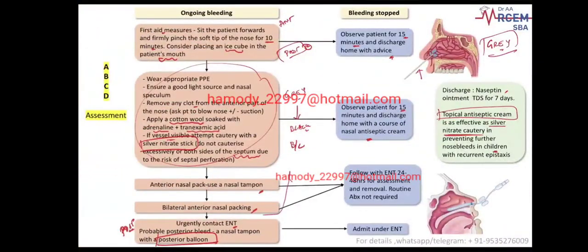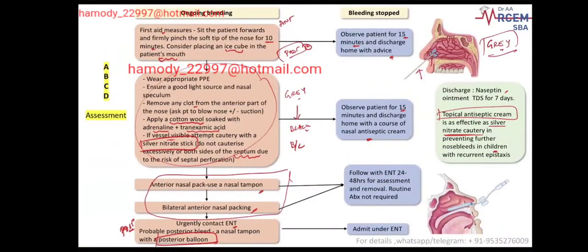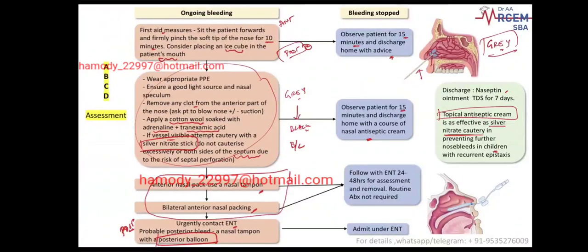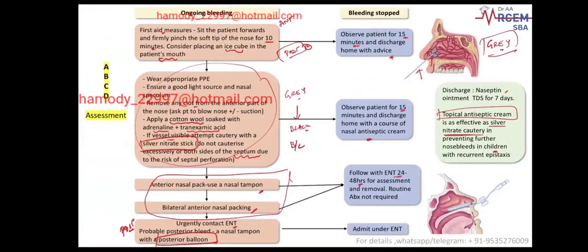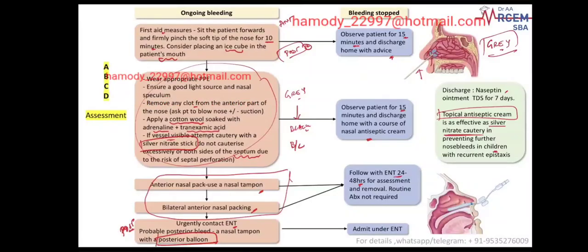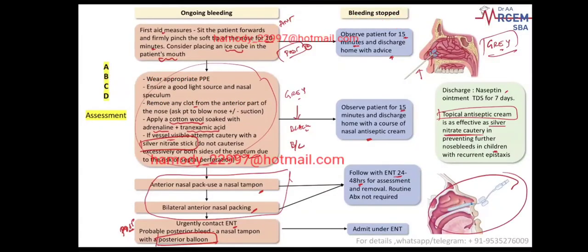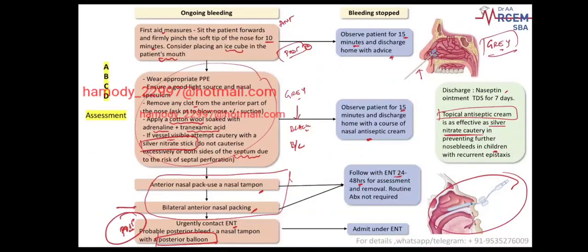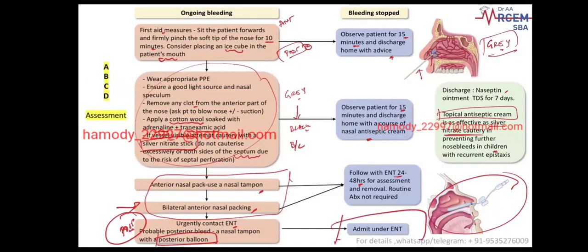When you're placing an anterior nasal pack or bilateral anterior nasal packs, they need to follow up with the ENT within 24 to 48 hours for the assessment and removal. So this is a commercially available one I'm talking about. If it is a posterior nasal bleed which has not stopped even with bilateral anterior nasal packing, then you are forced to do a posterior nasal packing, and you need to admit these individuals under the ENT.